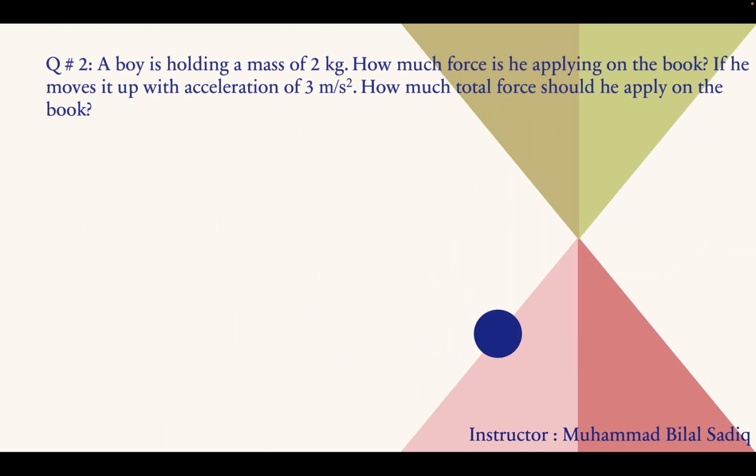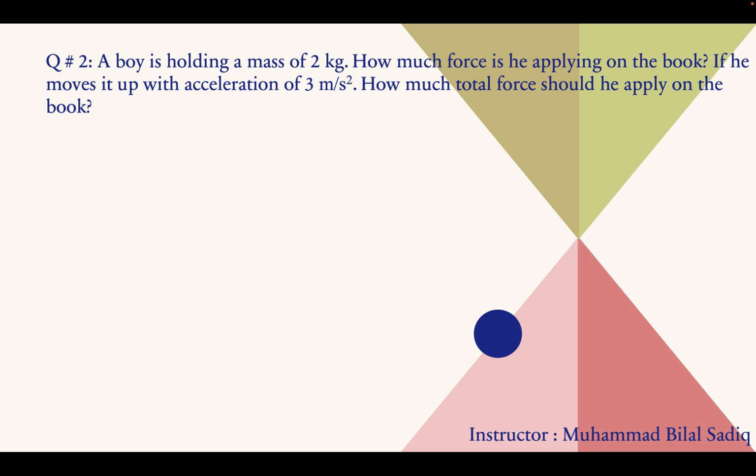Similarly, if I move to the statement of problem number 2, given that a boy is holding a mass of 2 kg, how much force is he applying on the book? So the first part is that you have to calculate the force that is required to hold the book in the upright position. It means that you have to calculate the force which prevents the book from falling, that has the mass of 2 kg.